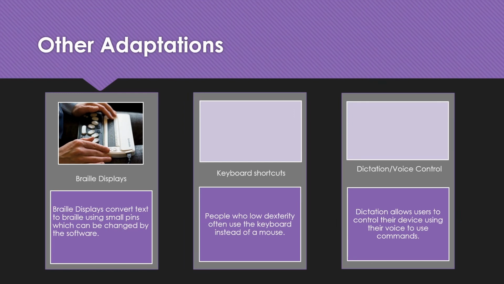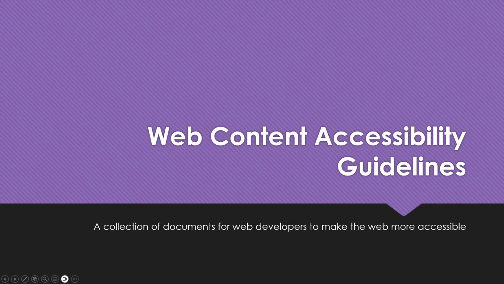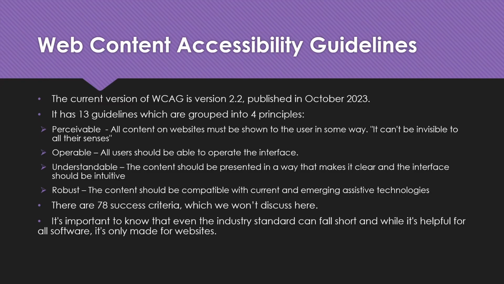So, as I said before, web accessibility, or website design and development, is my area of expertise. So I want to take a little bit of time and look at what's called the Web Content Accessibility Guidelines. And it is intimidating, to be quite honest. These are a collection of documents for web developers to help make websites more accessible. And we're currently on version 2.2, which is the latest version published towards the end of last year.